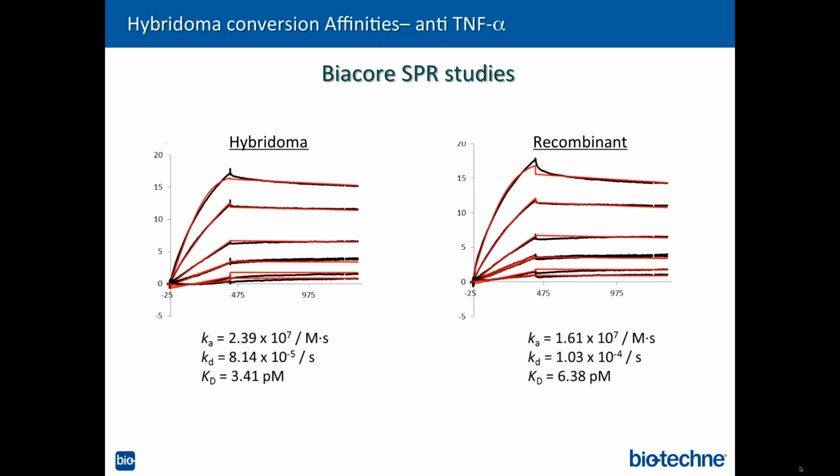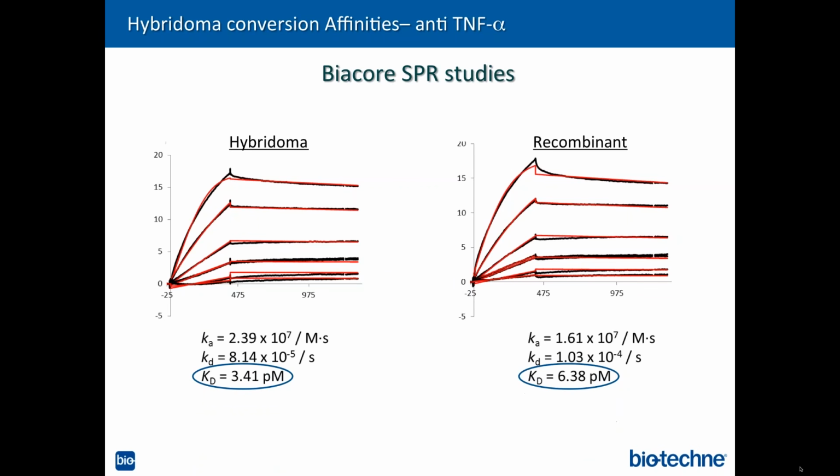On the left is the hybridoma. This is for our anti-TNF-alpha antibody. And the hybridoma has a binding affinity of 3.4 picomolar, while the recombinant version has a 6.4. Again, they're in the same ballpark of the affinity, so we really haven't changed anything, staying with the exact same backbone and the exact same isotype.